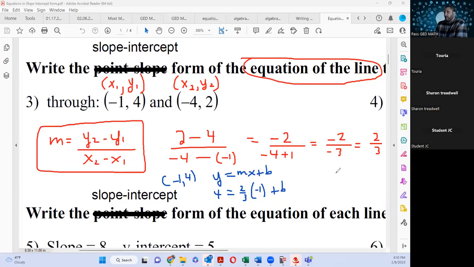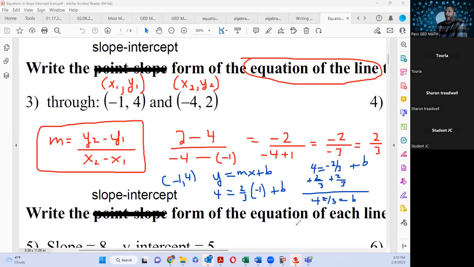So 4 equals -2/3 plus b. In order to get b by itself, I have to add 2/3. So we got 4 2/3 equals b. Now we got to turn that into an improper fraction. How do we change 4 2/3 to an improper fraction? It's gonna be 14 over 3.